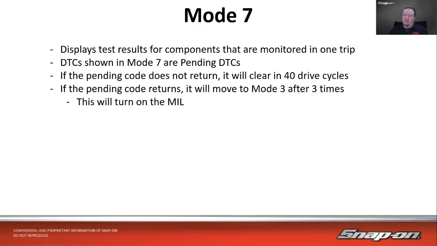Next one's mode 7. So that's going to be test results for components that are 1-trip monitors. And if it does trip that, if it does go through the test results, any DTCs are going to be pending DTCs. So they're not actual hard DTCs yet, but they will be pending DTCs. And if the problem doesn't return after drive cycles, it'll clear within 40 drive cycles. If the pending code does return on the next or subsequent drive cycles, it'll move to mode 3 after it shows up 3 times. And when it moves over to mode 3, which would be check for trouble codes, it's going to turn on the malfunction indicator lamp.